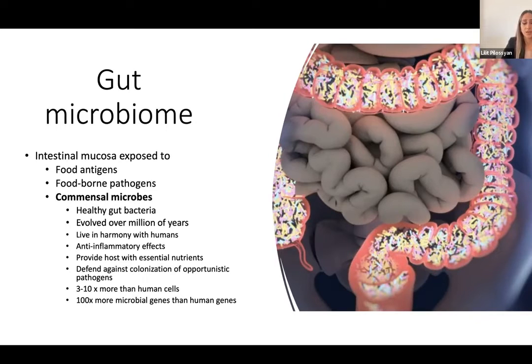So, if the ratio of the good bacteria changes, then bad bacteria can take over and cause disease. And there's 3 to 10 times more bacterial cells in our body than human cells. And I read somewhere, I think it's 4 or 5 pounds of our weight is just from our commensal bacteria, including the skin, oral cavity, gut, and 100 times more genes, bacterial or microbial genes, than human genes.